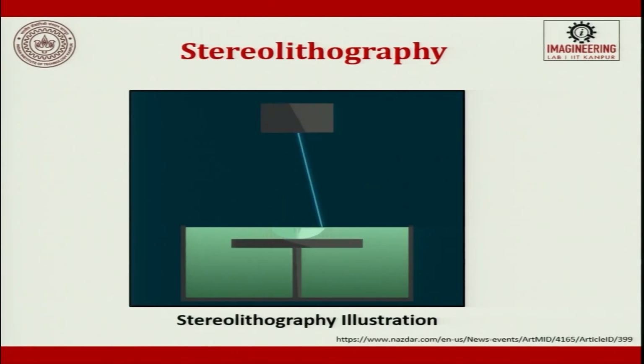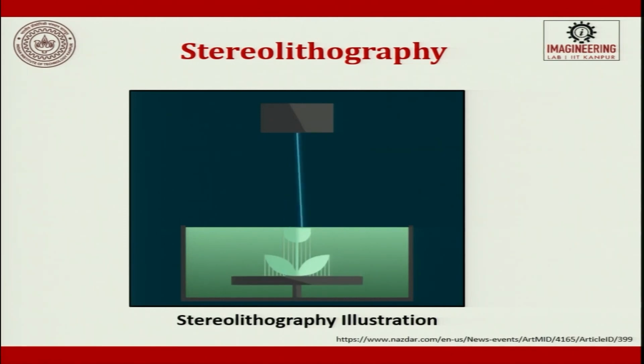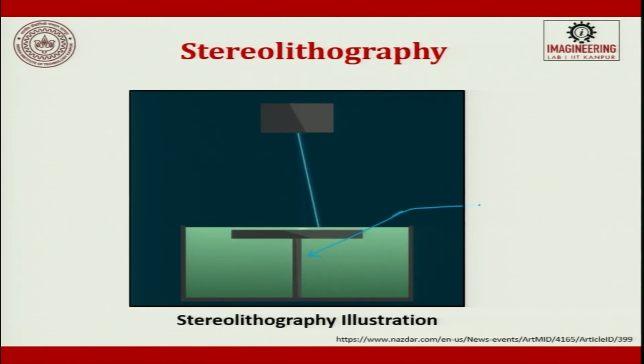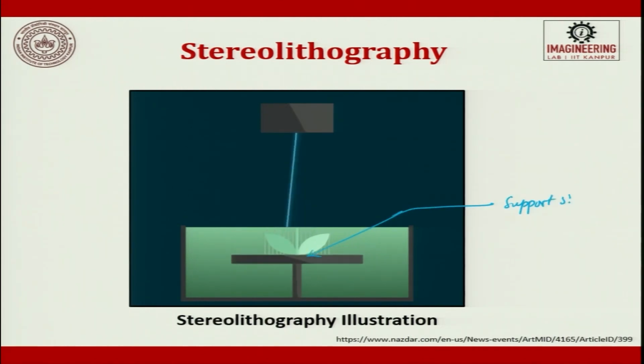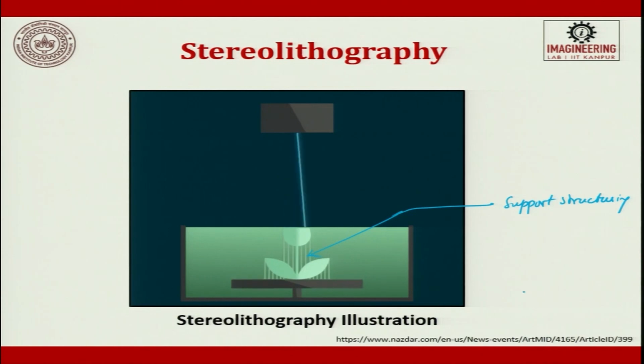So, this is how the animation looks. Here you see that there are straight lines. These straight lines are nothing but support structures. They will be removed in the post processing steps. All these supporting structures will be removed.